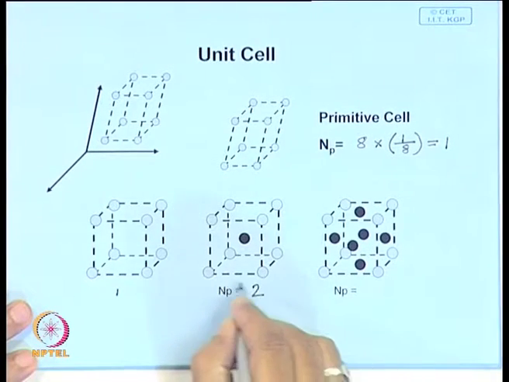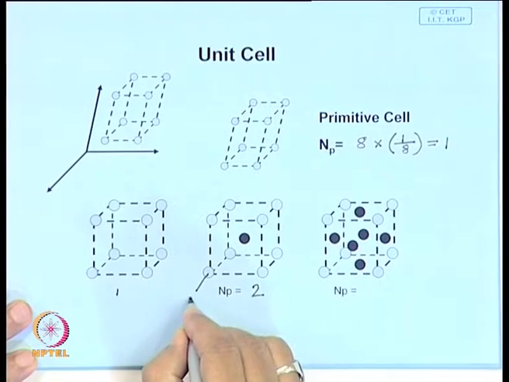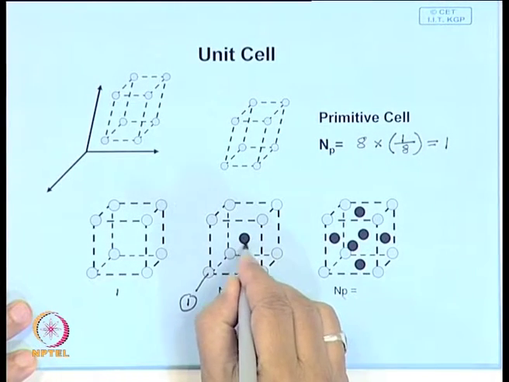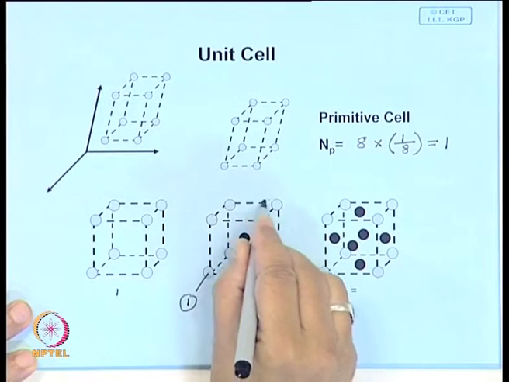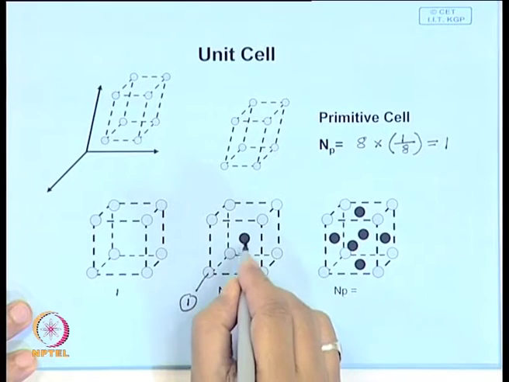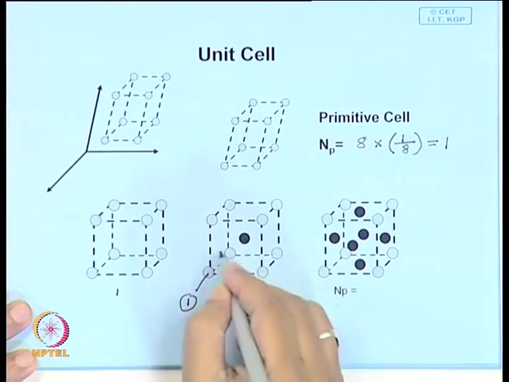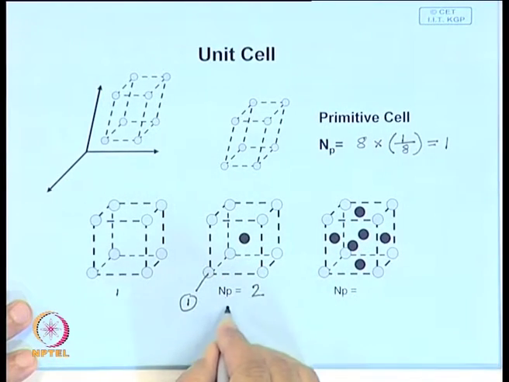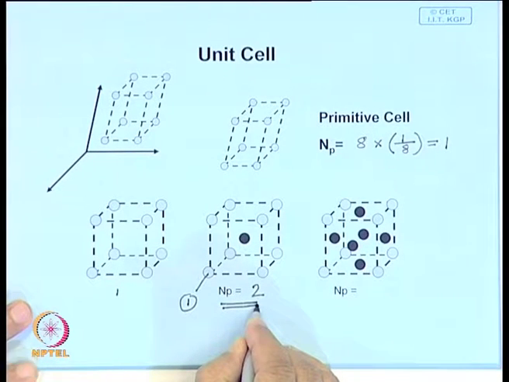2, because the contribution of corner is 1 and this central point exclusively belongs to this unit cell. So, it is not a part of any neighboring cell. So, therefore, here the number of points per unit cell is 2.